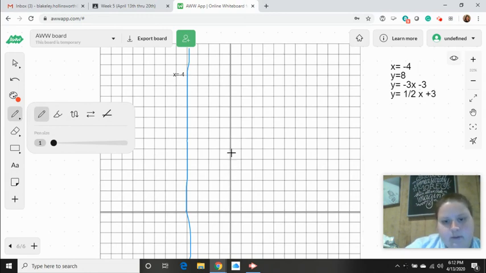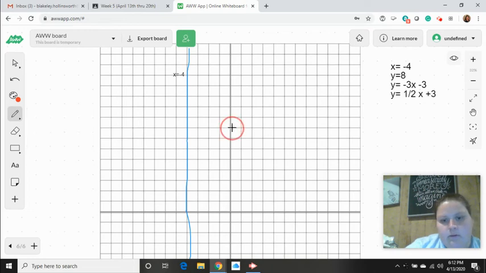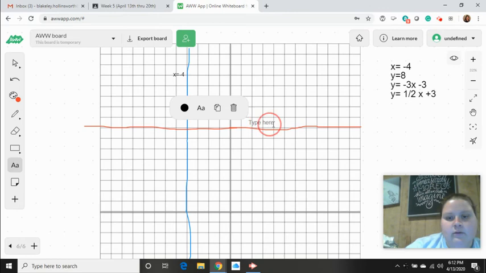4, 5, 6, 7, 8. Technology is such a beautiful yet horrible thing. So y equals 8.